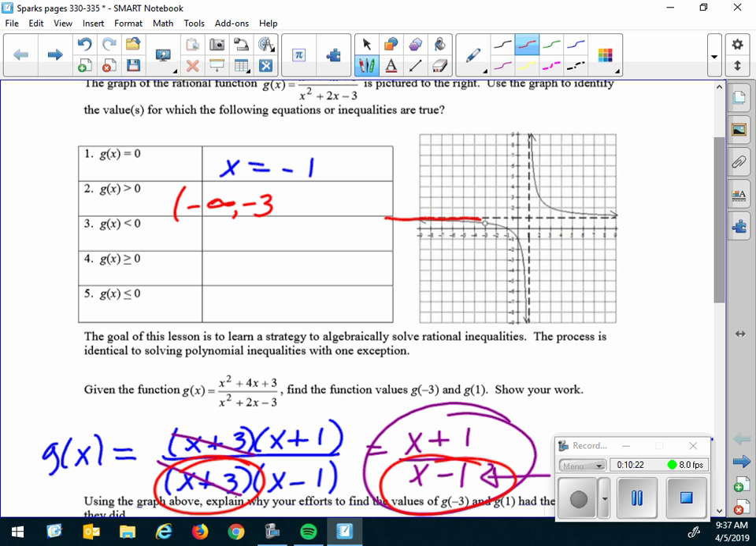Now, is negative 3 included? No. Where else? Negative 3 to negative 1. Good. Is negative 1 included? Why? Because at negative 1, y is equal to 0, not greater than. Do we have any more? Yeah. All of this is above the x-axis. So what's that from where to where? Is 1 included? Nope, because what's there? Vertical asymptote. Good.